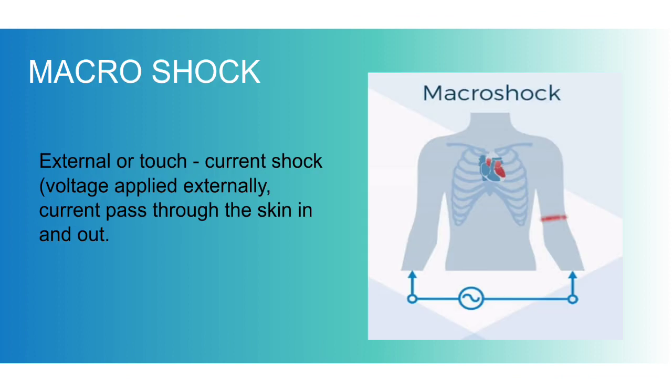Let's look at the difference between the macro shock and micro shock. Macro shock refers to the externally applied current passing through the body. That is, when we look at the diagram, the two points of contact are on the surface of the body. The current range is about 8 milliampere.